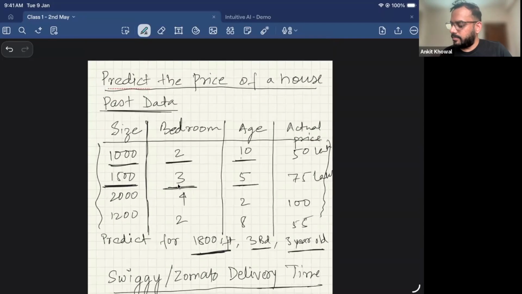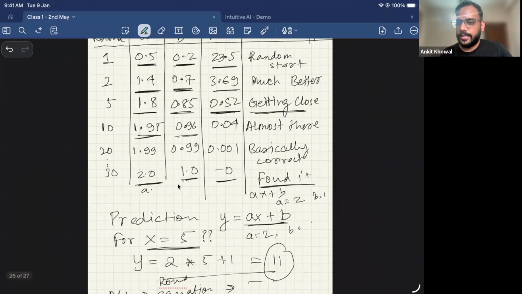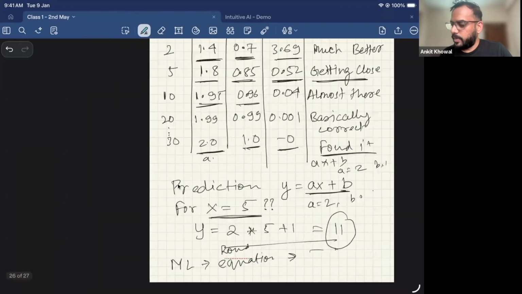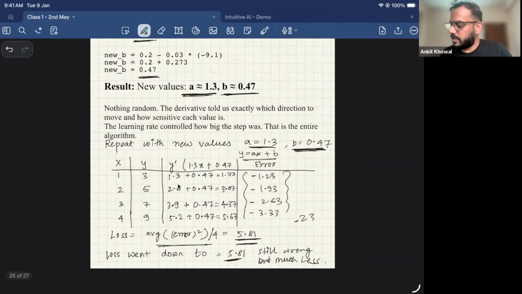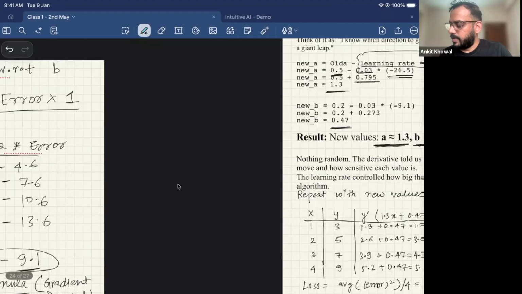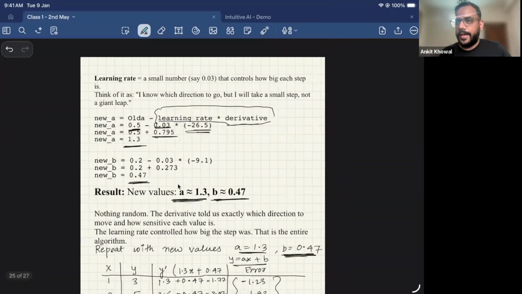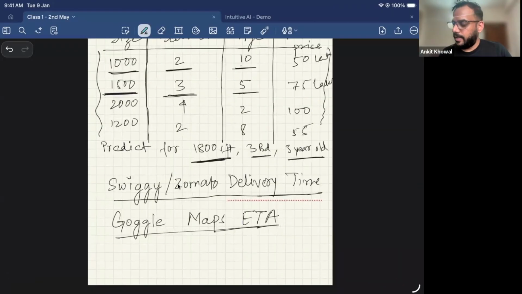This was very math intensive. That's why I gave a heads up that today's class is going to be a little maths intensive, but this is the only class which is math heavy. Okay, I had this for this class. Any questions?